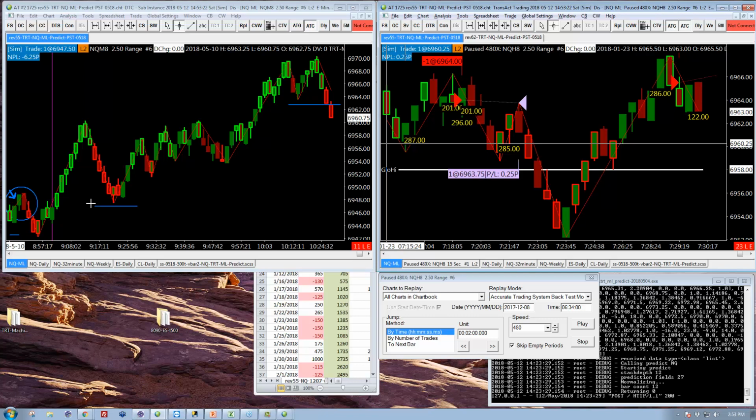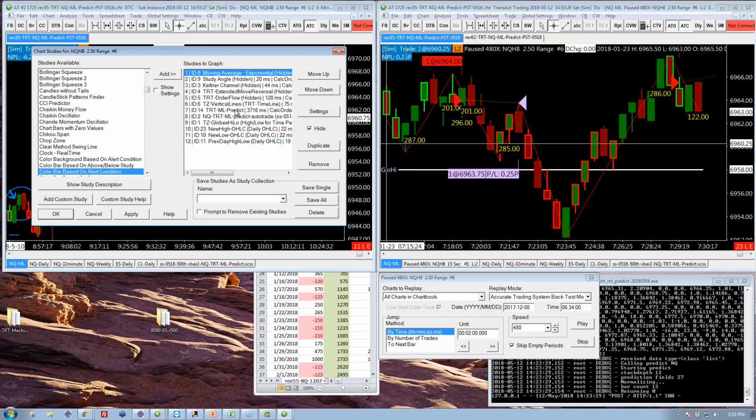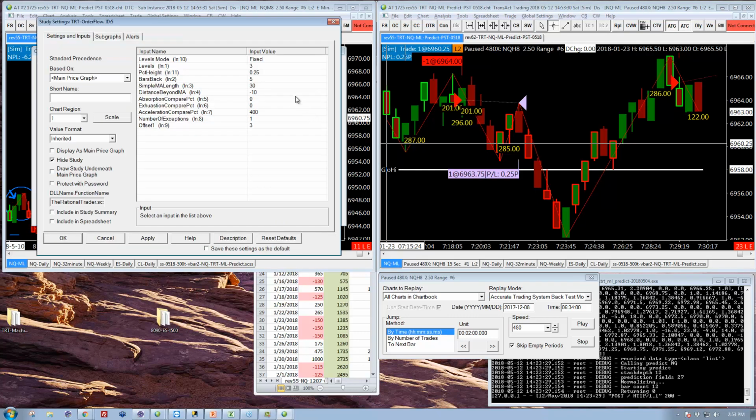So Russ is pointing out that on the tick chart you need a percentage, and you're absolutely right. If you look at the order flow study, Russ, in the settings, there's a levels mode that you can set to percentage, and then you just use this value. Percent height is now active, and I've been using 0.3, 33%.